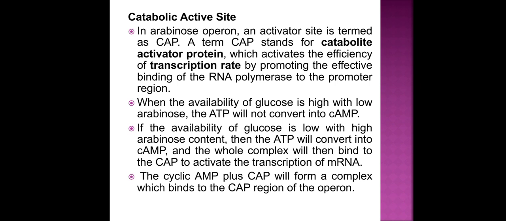Majorly, whenever the availability of glucose is high with low arabinose, the ATP will not convert into cAMP. If the availability of glucose is low with high arabinose content, then the ATP will convert into cAMP and the whole complex will then bind to the CAP site to activate the transcription of mRNA. This means the catabolite activator protein positively activates this arabinose operon whenever there is a low concentration of glucose and a high concentration of arabinose, because at that time there is a higher concentration of cAMP which is responsible for activating this CAP site.